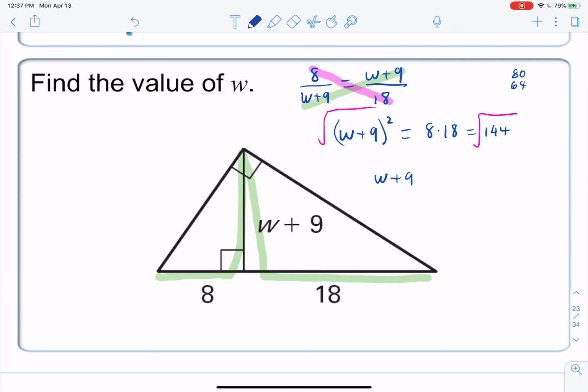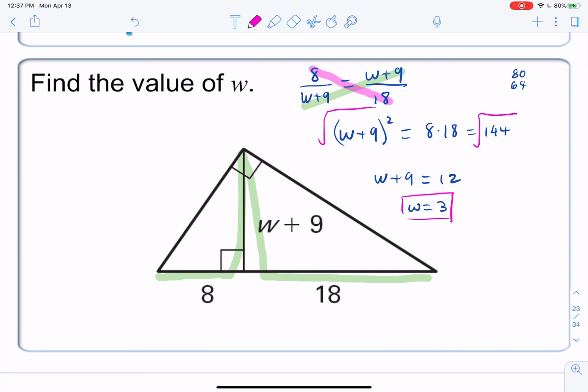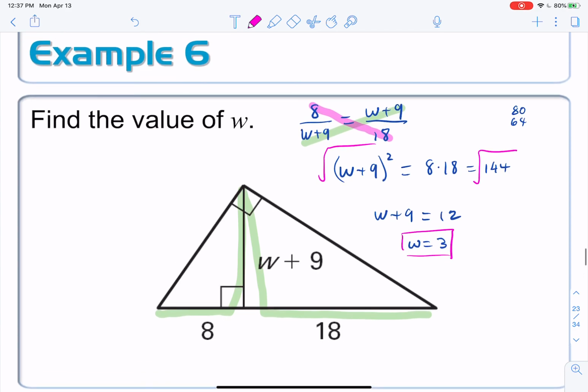Now, technically, it's actually the absolute value of w plus 9, but we don't have to worry about that. All of our lengths are always going to be positive, so that's good to go. So we get w plus 9 is equal to 12 on this side, and then finally just subtract our 9 over, and we get w is equal to 3. All right, so that concludes example 6.